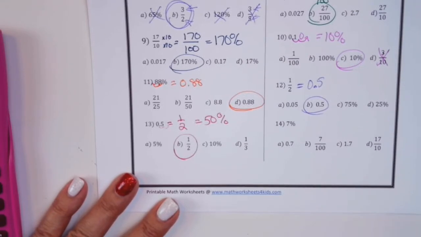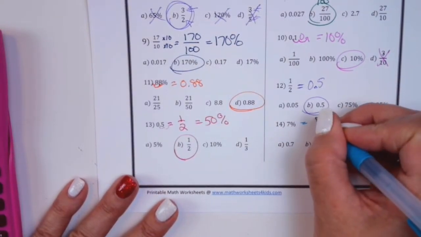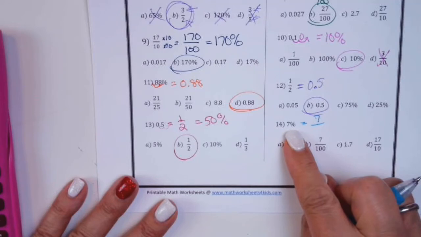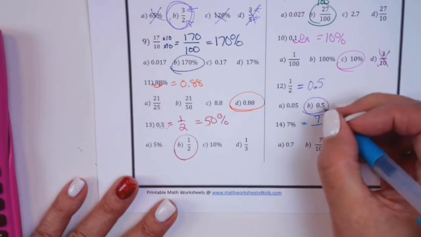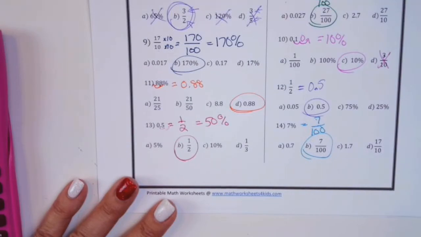Okay, number 14, the last one. Let's rewrite this as a fraction. So 7, and remember percent is the same thing as over 100. So there is our answer.